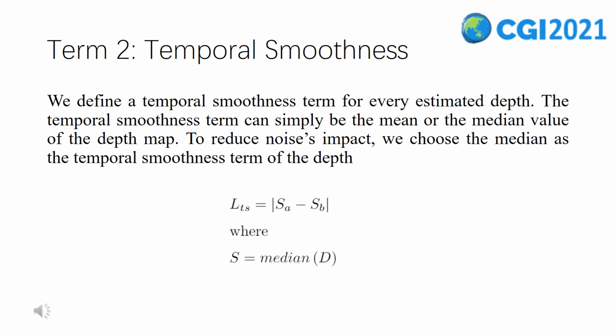The second term is the temporal smoothness. We define a temporal smoothness term for every estimated depth. The temporal smoothness term can simply be the mean or median value of the depth map. To reduce noise's impact, we choose the median as the temporal smoothness term of the depth. With the consecutive estimated depths DA and DB, we compute the temporal smoothness term SA for DA and SB for DB. We then simply formulate the temporal stability loss in the center of the page.